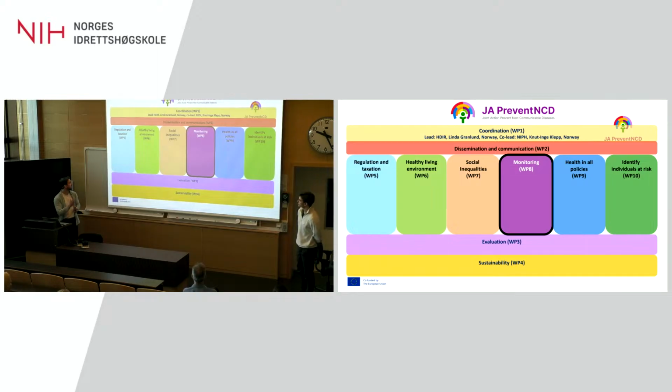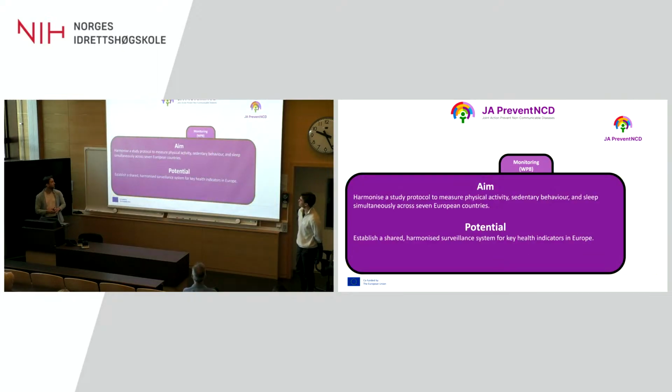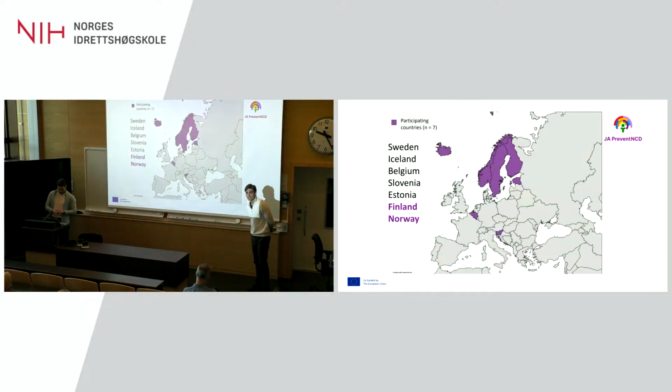However, I'll go along now and start on our work package, which aims to harmonize a study protocol to measure physical activity, sedentary behavior, and sleep simultaneously across 7 European countries. As you already know from yesterday's session, we already have this system implemented in Norway through ungKan. However, the point here is to establish a shared, harmonized surveillance system for key health indicators in Europe. There are 7 countries participating in the pilot, which is led and co-led by Norway and Finland, respectively.